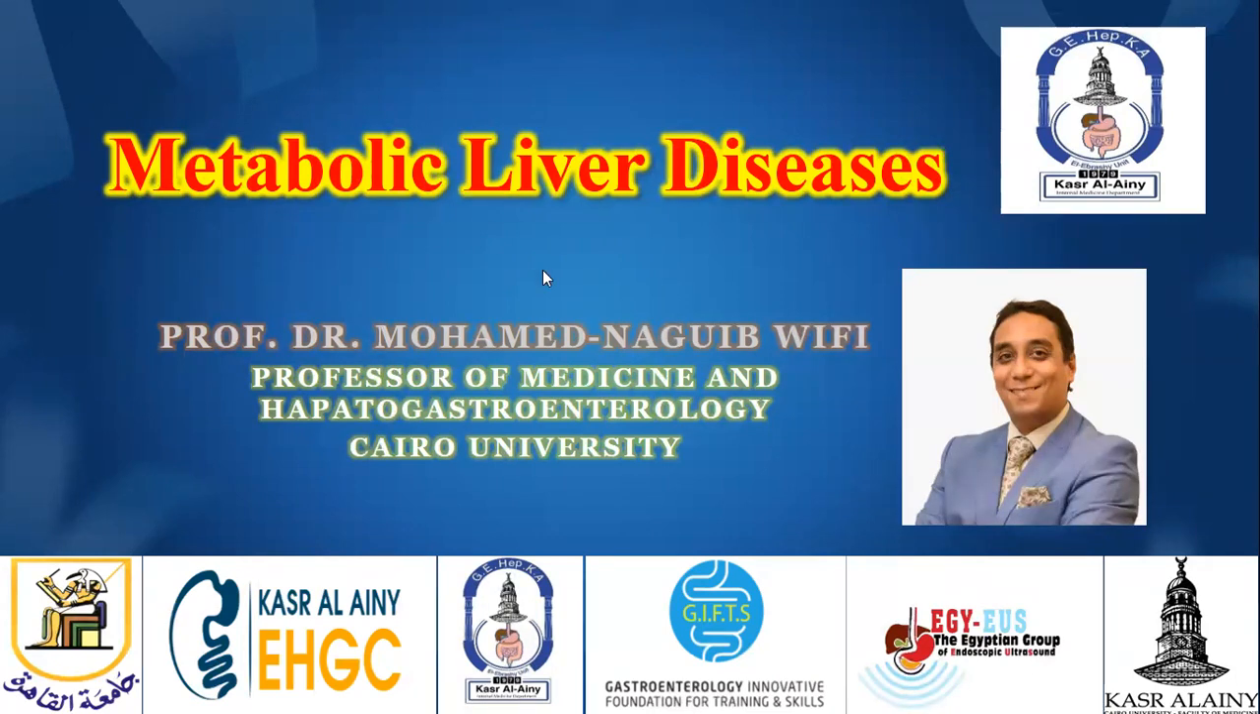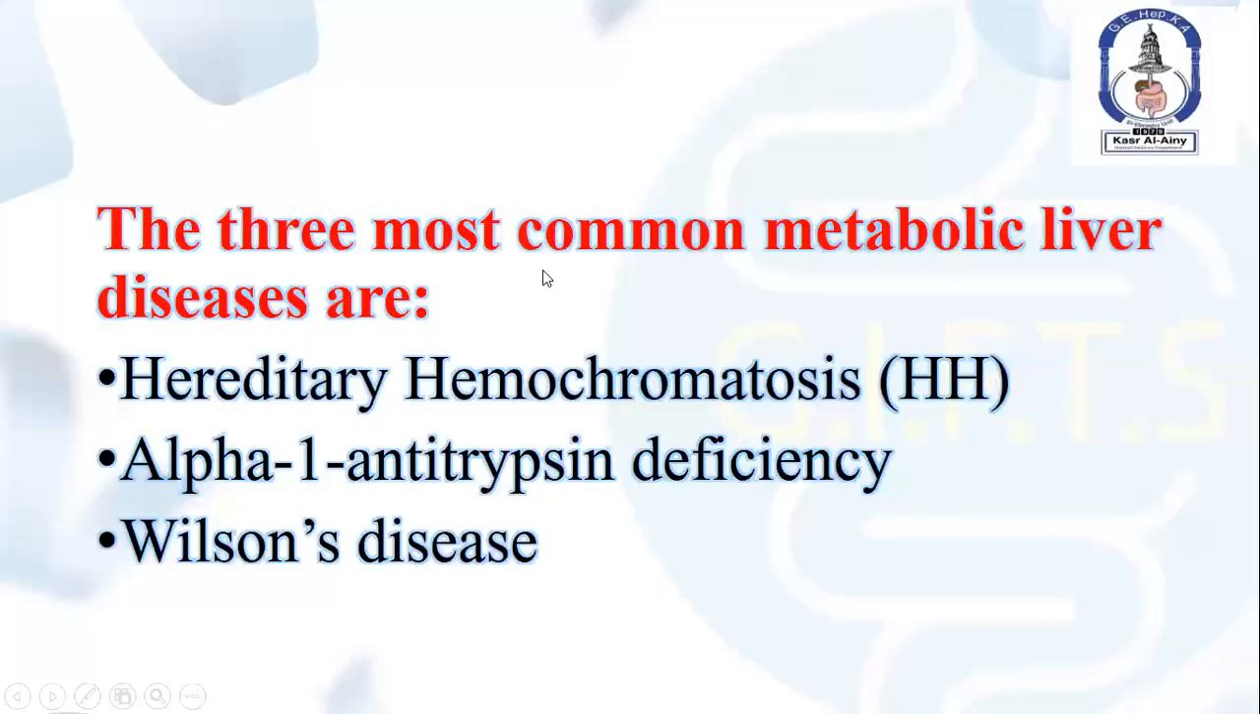Okay. So metabolic liver diseases, there are so many diseases, but the three most common of them are hereditary hemochromatosis, Alpha-1 antitrypsin deficiency, and Wilson's disease. Of course, we know hereditary hemochromatosis is the one concerned with iron. Alpha-1 antitrypsin deficiency is concerned about the protein Alpha-1 antitrypsin, and Wilson's disease is the one concerned with copper. Okay. Let us see what happens in those three common metabolic liver diseases.